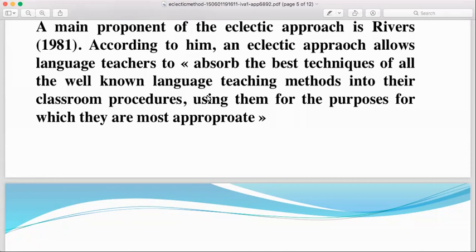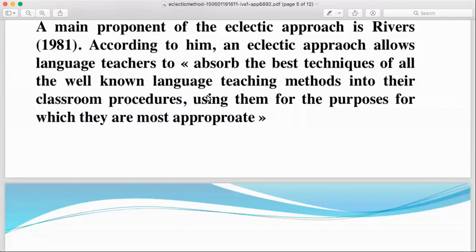Now Rivers, who is the proponent of this approach, states that it gives teachers a lot of freedom to make use of the best techniques and the knowledge of teaching methods in their classroom procedures, right? So it basically gives a lot of flexibility, and we will discuss what kind of teachers are required. It is not just random selection. It cannot be random selection or random integration of activities in the classroom.